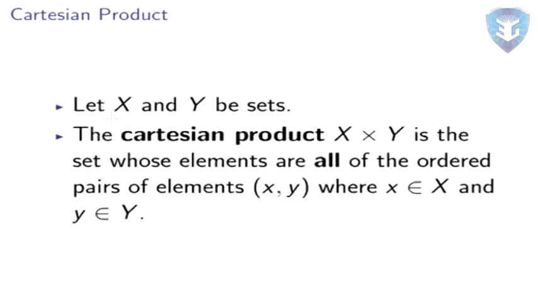Suppose we have two sets X and Y. The Cartesian product of X and Y, which we denote with this cross symbol, is the set whose elements are all, I'm going to underline that, that's important, all of the ordered pairs of elements. Again, ordered is also important, I'm going to underline that. All of the ordered pairs of elements (x, y) coming from these sets X and Y. So small x is an element of set X and small y is an element of set Y. So these are just names for elements.